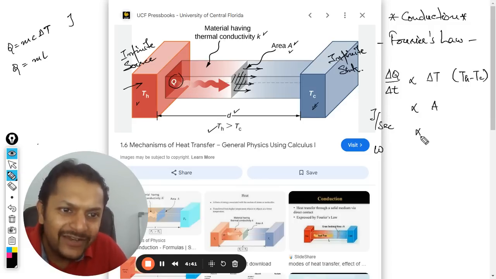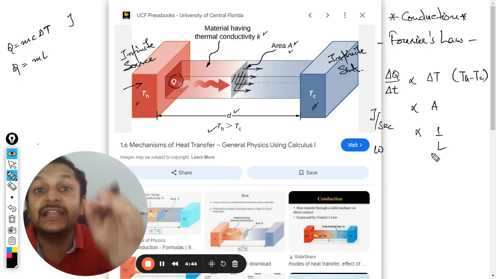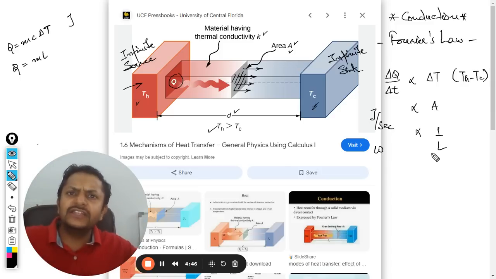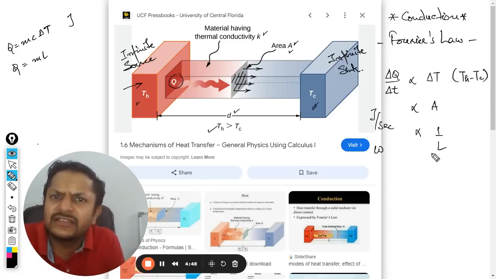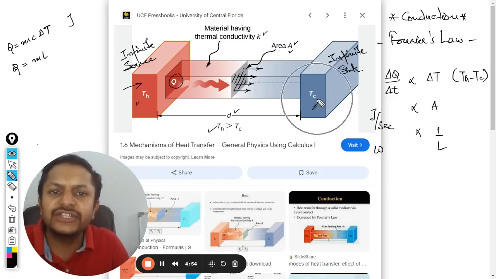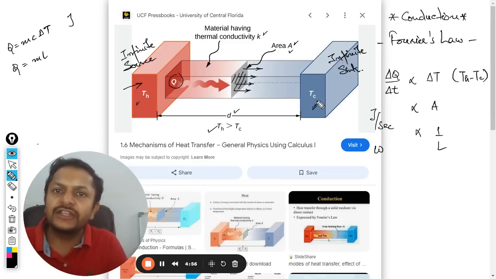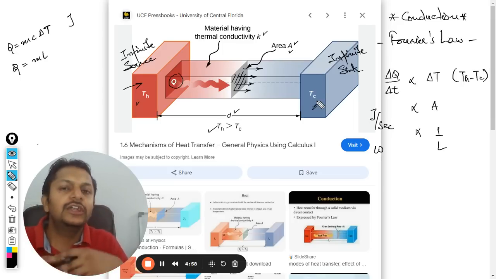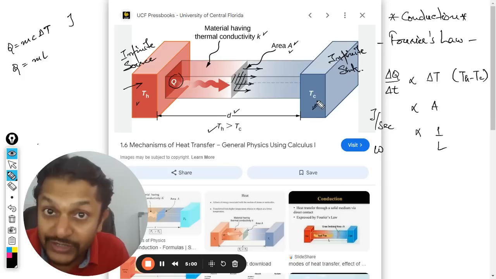Now, it is inversely proportional to the length of the rod. The longer the rod, the more the thermal resistance, and the energy has more trouble reaching the colder junction, so it takes more time. So it is inversely proportional to the length.